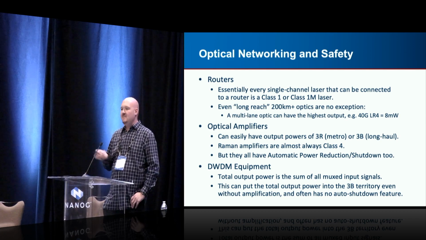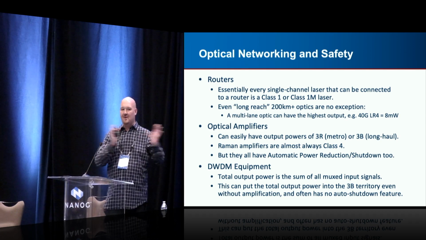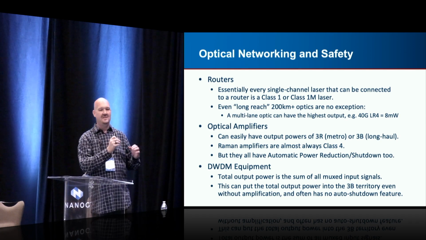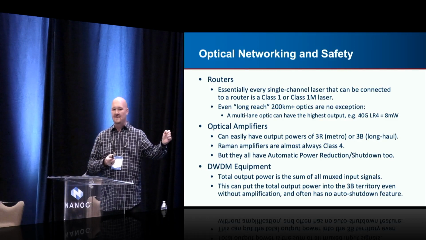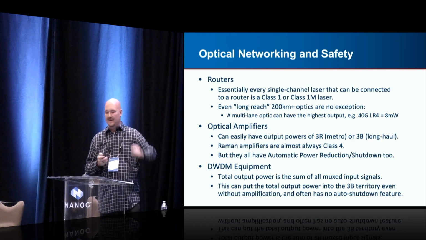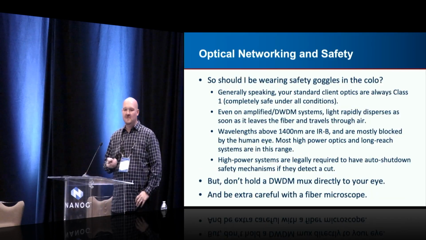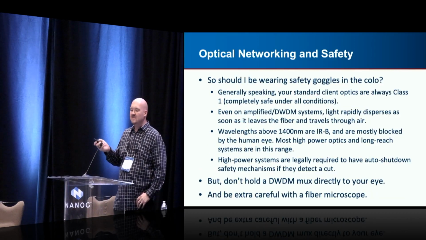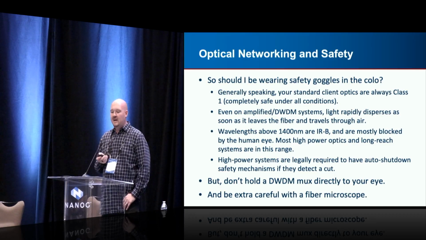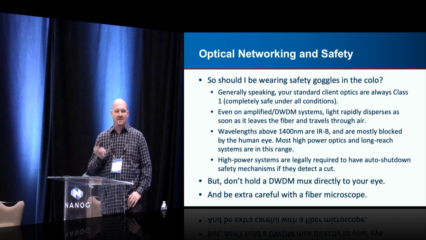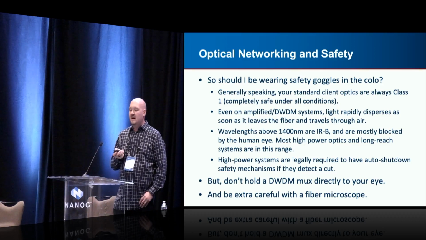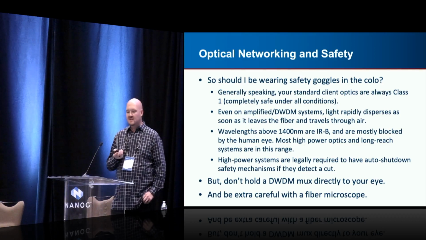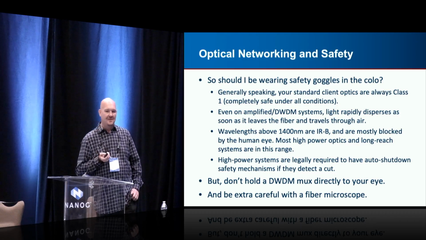If you have a lot of DWDM equipment, like 40 channels all muxed into one, you've just made the signal 40 times brighter. So potentially you could take something completely harmless, but now you have 40 of them, and you could look at it and hurt yourself. So should I be wearing safety goggles in the colo? Generally speaking, no. Your client optics are all class 1. Almost everything you'll touch on a router is class 1. Even your amplified DWDM systems, unless you're looking at it with a fiber microscope, you're probably fine.